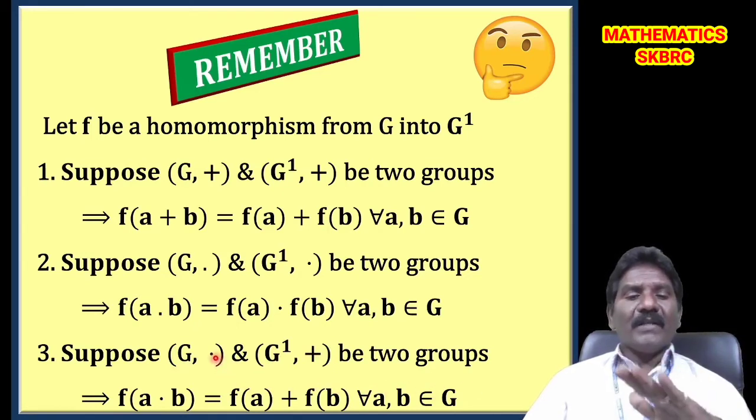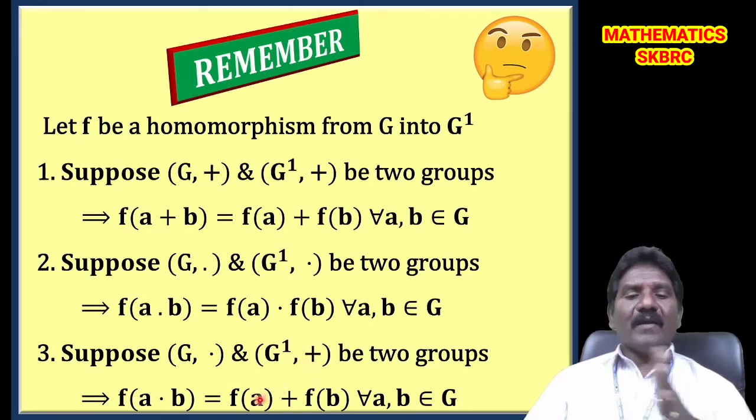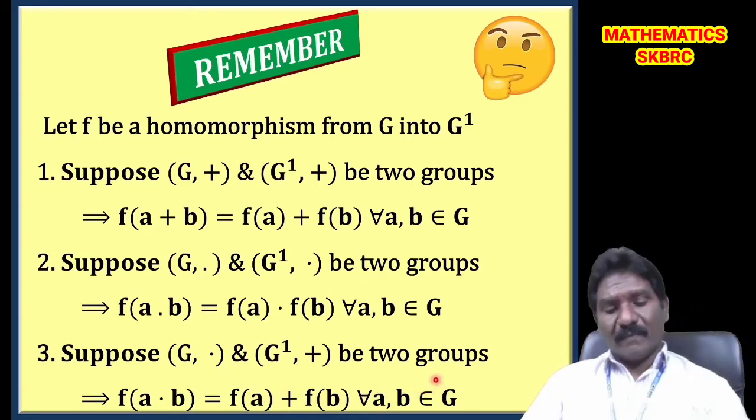Here, dot is a binary operation in G. Write in the LHS, F of A dot B. Plus is a binary operation in G dash. Write in the RHS, F of A plus F of B for all A, B in G.